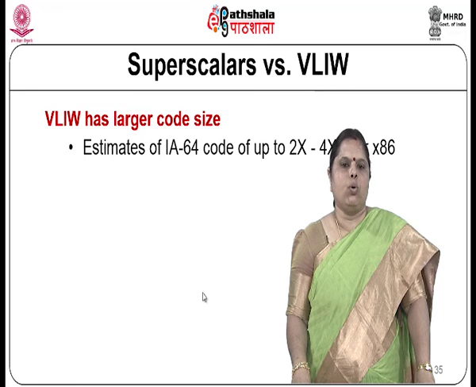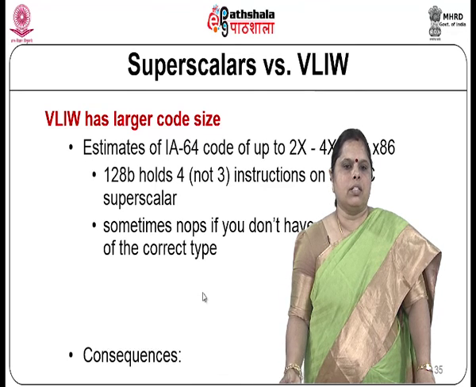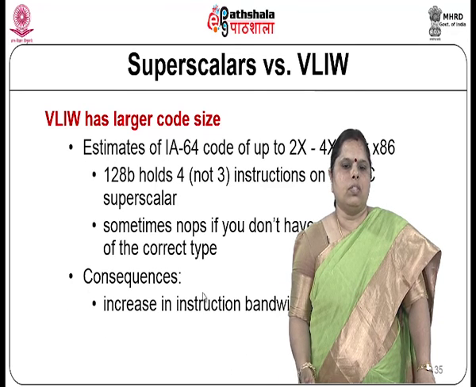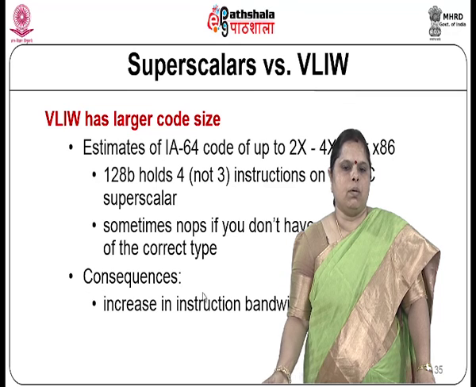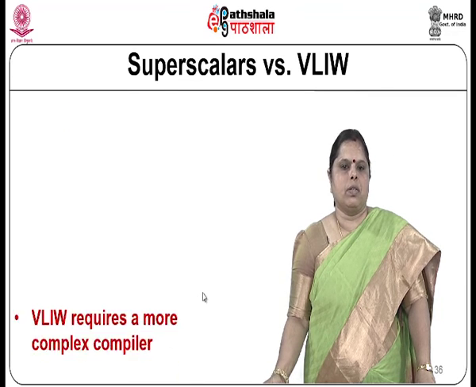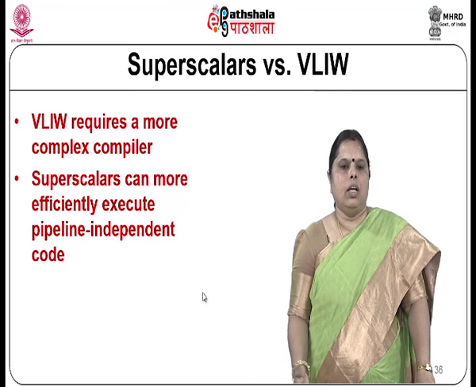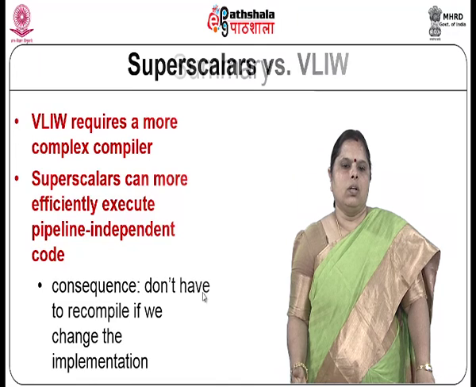VLIW of course, as I told you, has larger code size. This is the estimate of your IA64 code. There is about an increase of 2 to 4x over the x86 architectures, and the consequences are increase in the instruction bandwidth requirements and decrease in the instruction cache effectiveness. VLIW of course requires a more complex compiler, whereas superscalars can more efficiently execute pipeline independent code.